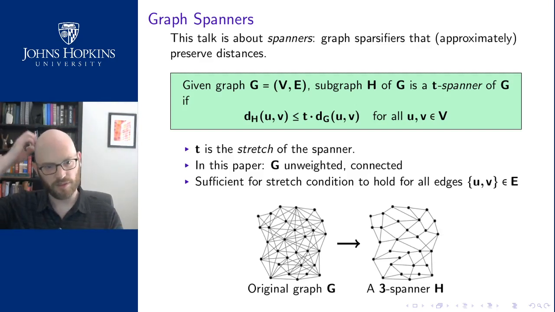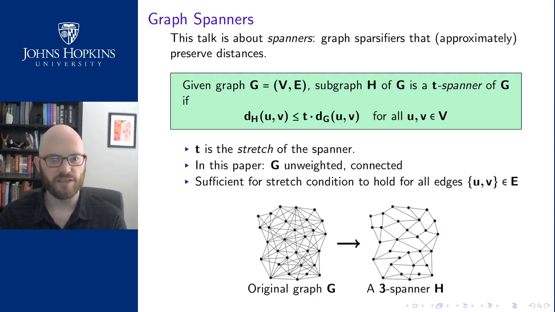Okay, so for example, here on the left you see this kind of dense, complicated original graph G, and then on the right you see a three-spanner H. So the three-spanner is significantly sparser, which intuitively makes it much simpler, and all distances are the same up to this factor of 3. So they're either 1, 2, or 3 times what they were. Okay, good.